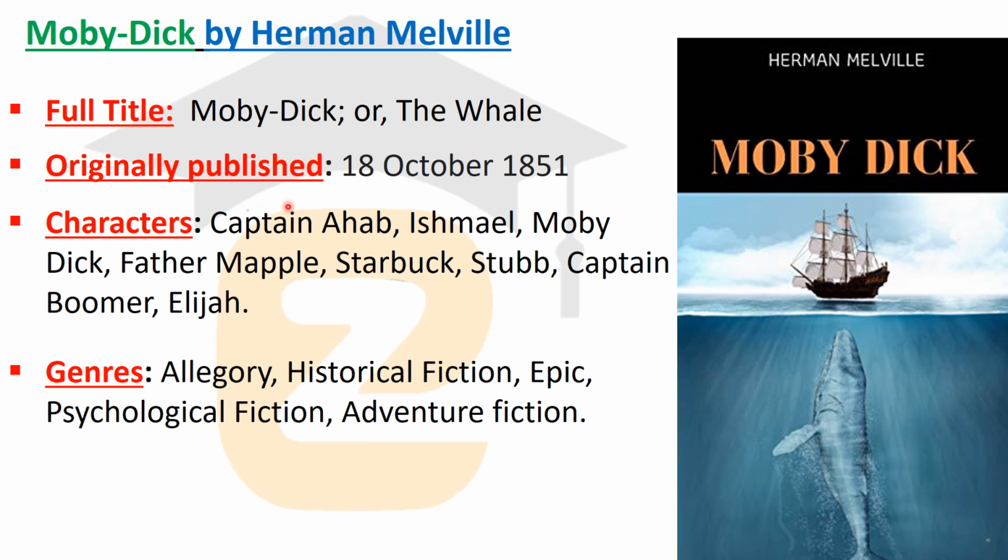It was originally published on 18 October 1851, and the characters involved in this novel are Captain Ahab, Ishmael, Moby Dick, Father Mapple, Starbuck, Stubb, and Captain Boomer, Enoch. These are the characters involved in this novel by Herman Melville. The genre of this novel is allegorical novel, historical fiction, epic, you can call it, and psychological fiction also. And one of the important things is that this is an adventure novel, Moby Dick, written by Herman Melville. Let's discuss another one.